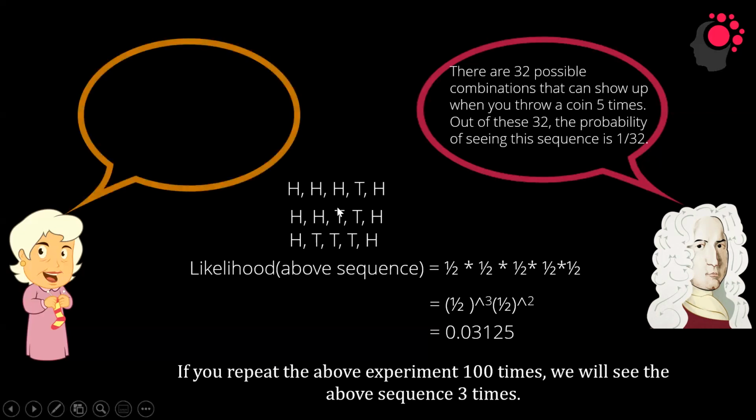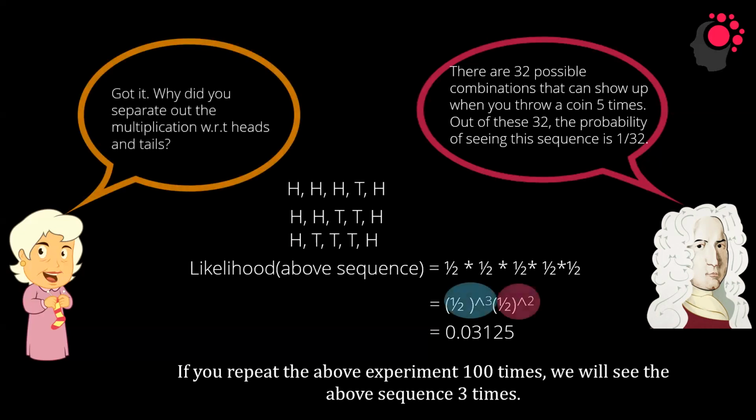Okay, now Agatha says, okay, this is good. But why did you separate out the multiplication with respect to heads and tails? If you notice, instead of just writing 1 by 2 to the power of 5, I've written it differently: 1 by 2 to the power of 3 and 1 by 2 to the power of 2. Why did you separate it? Because as you can see, this 3 corresponds to the number of heads we see in the sequence, and this 2 corresponds to the number of tails that we see in the sequence. Okay, why did we do this? That's what Agatha is asking.